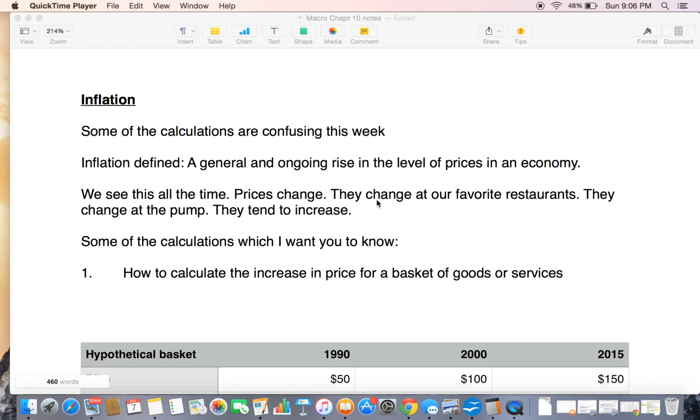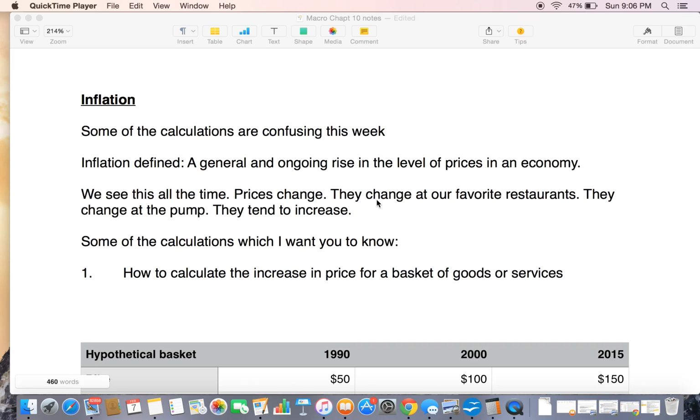So the first thing we're going to do is just define inflation. Inflation is a general and ongoing rise in the level of prices in an economy. Because we're looking at macroeconomics, we're not going to just look at the price of one good or one service. We're talking about general price increases for a basket of goods and services.